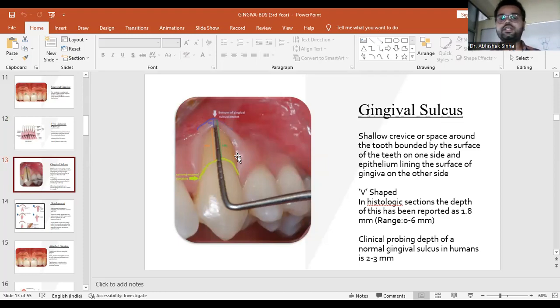This is histologic sections, mind you. We are not talking about clinical probing depth. Whenever a question is asked about histologic probing depth, you have to write it as 1.8 millimeters average, ranging from 0 to 6 millimeters. But when a question is asked, what is the clinical probing depth? That means on chair side, when you're inspecting the patient, what will you find as a normal probing depth? That will be 2 to 3 millimeters. Okay.